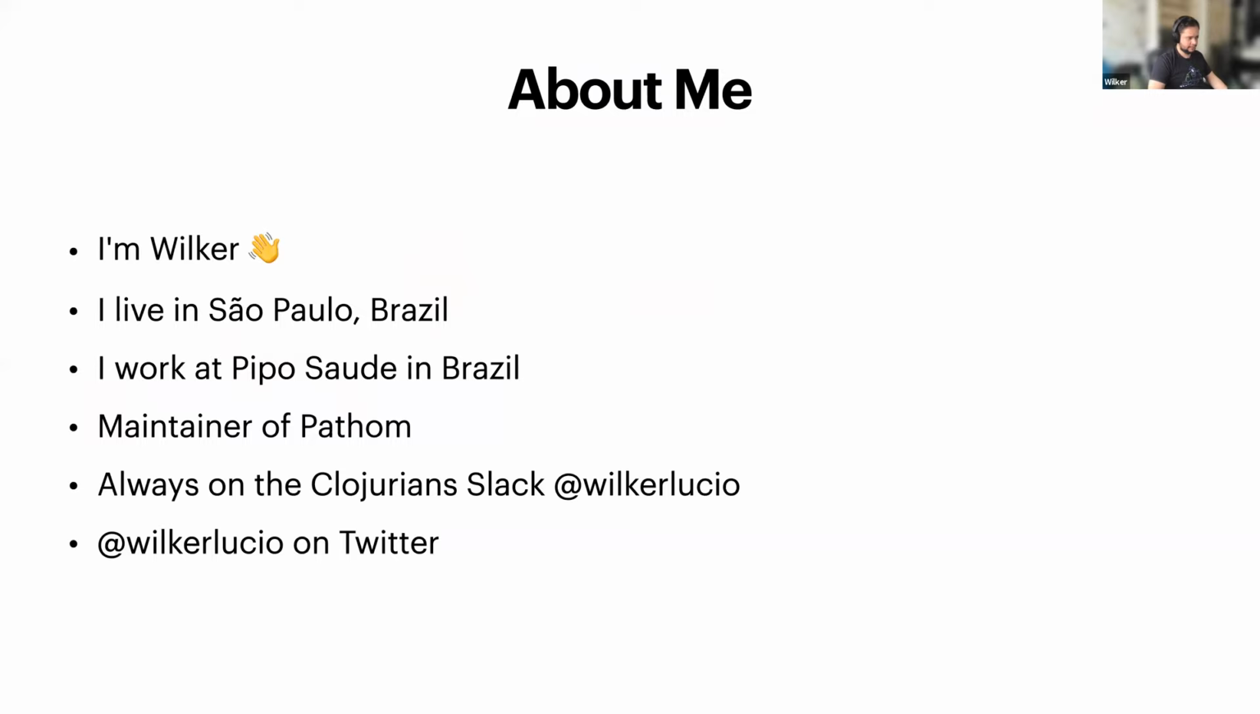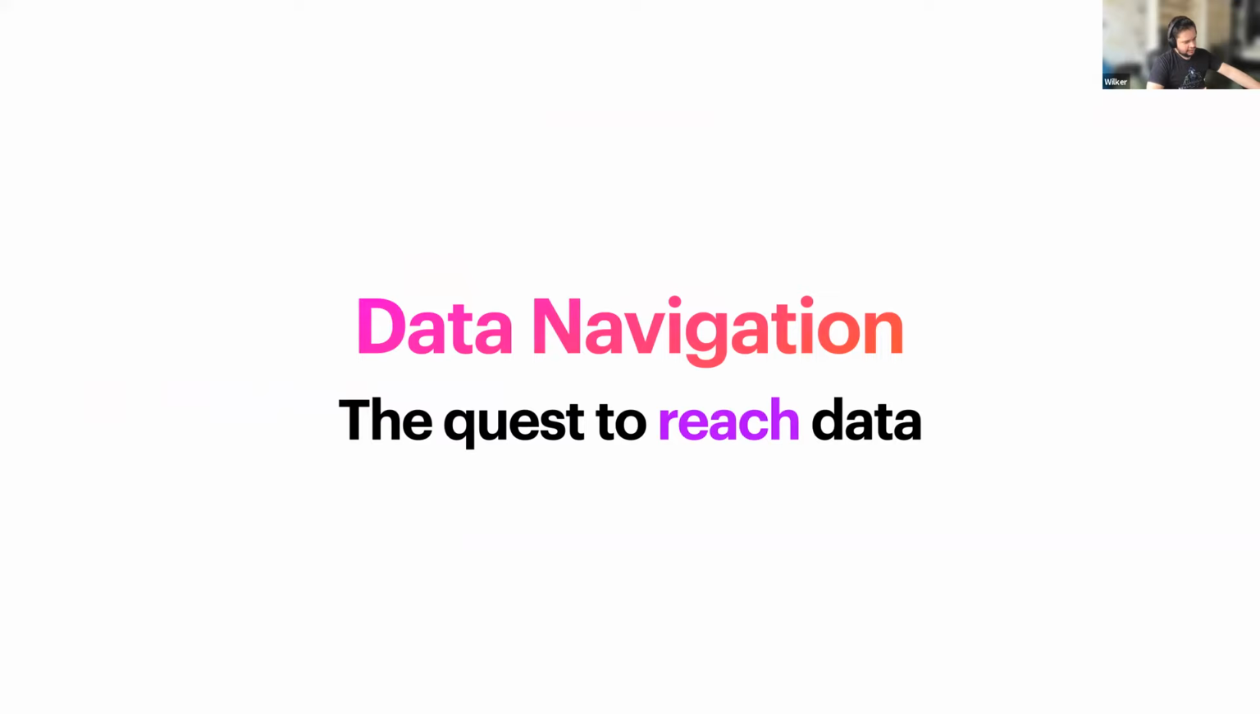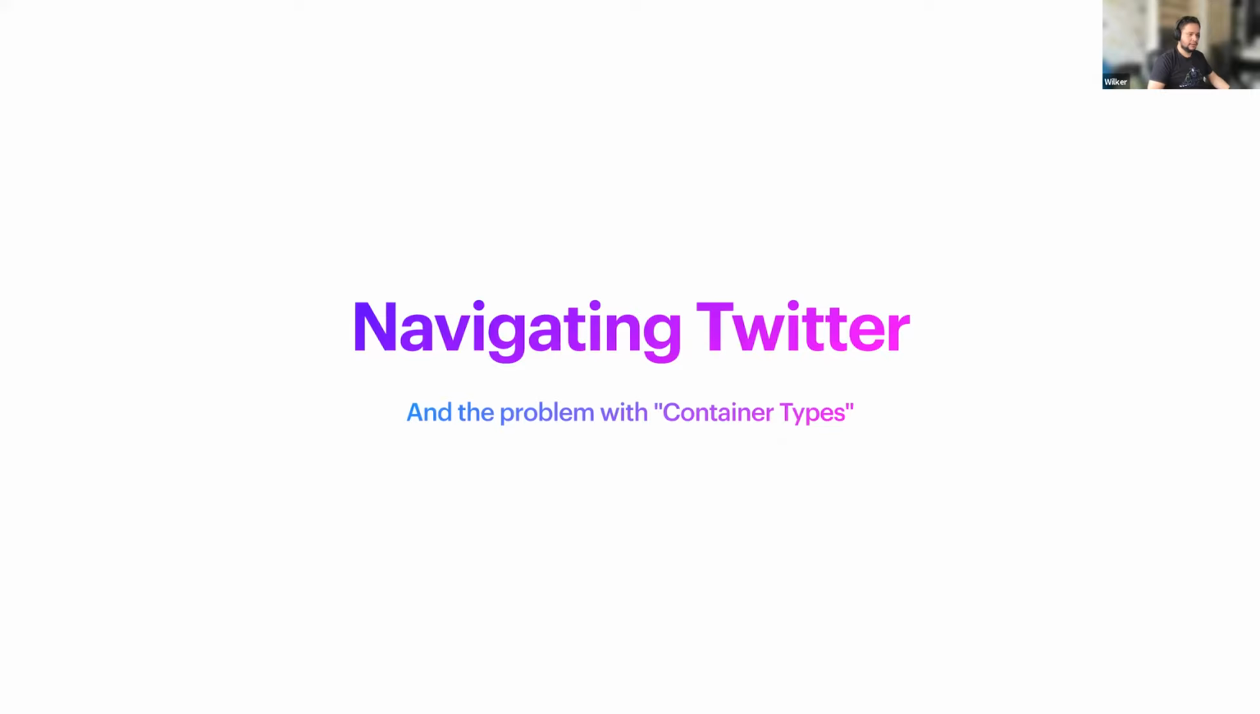So before we enter any Pathom subject, I want to go back and talk about the problem that I see mostly with our APIs and in general, the way we deal with information, how we traverse information, how we navigate information. And to make this case, I'll bring an example using Twitter. And with Twitter, I'll bring the problem of container types. That's the problem I'm going to focus on, and I'm going to describe more about that in a bit.